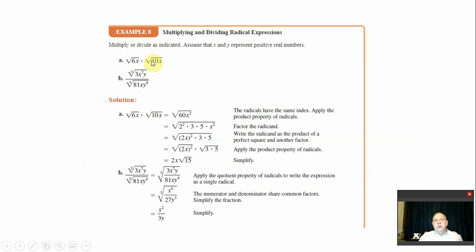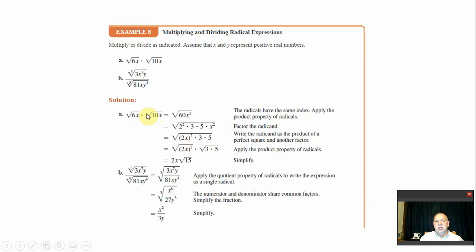So let's look at a few of these things. Multiplying and dividing radical expressions. Here's our square root of 6x times the square root of 10x. By itself, I can't do any square roots here. This is 3 times 2x, nothing. 2 times 5 times x, none of these I can take the square root of. But if I multiply them together, let's just see what we come out with.